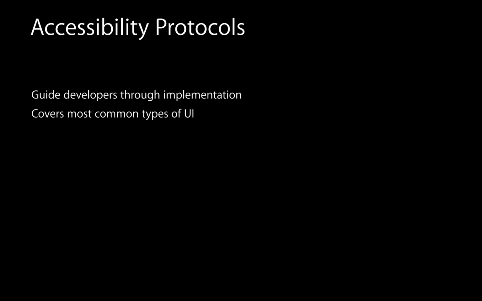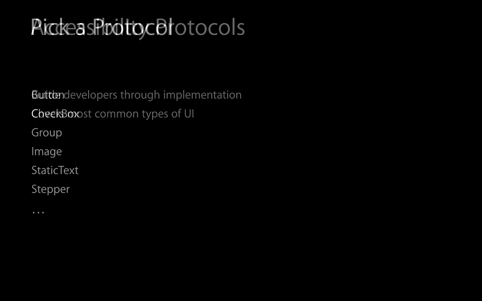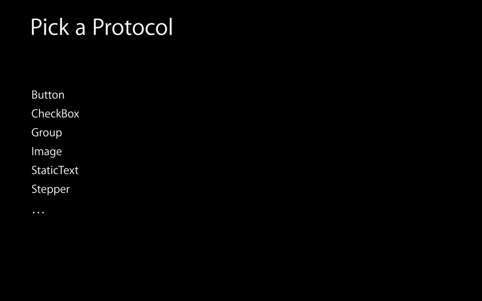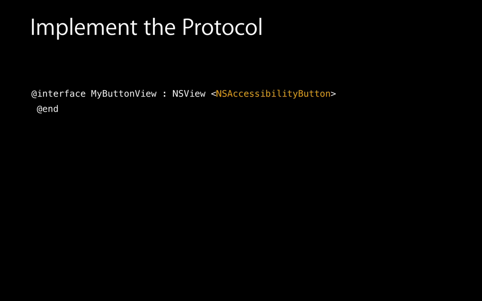So how do you go about implementing this? Well, first, you have to pick a protocol. So we have a list of protocols you could choose from. You should pick one that corresponds to the look and feel of your UI, the function of that UI. So in our case, we have the example I was showing you earlier with the play button. It looks and behaves like a button, so we're going to pick the button protocol. So in your interface file, simply say I adhere to the NSAccessibilityButton. So now you add that, you compile.